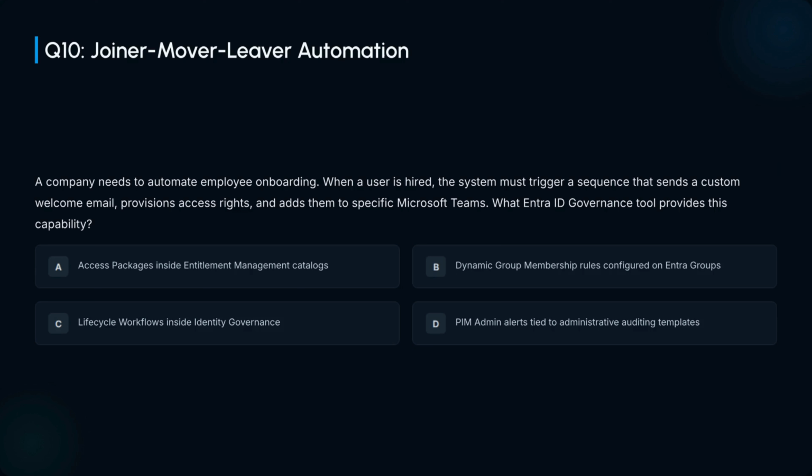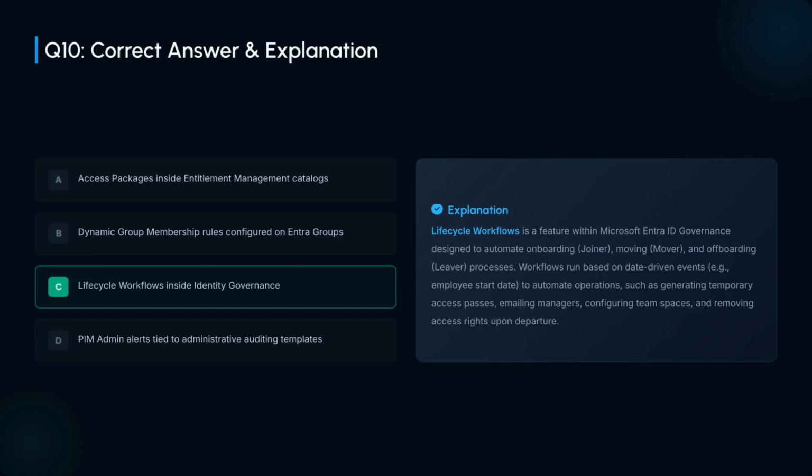Question 10. To automate employee onboarding, including sending a welcome email, provisioning access rights, and adding them to Microsoft Teams, what Entra ID governance tool should be used? The correct answer is C. Lifecycle Workflows inside Identity Governance. This feature automates joiner-mover-leaver processes based on date-driven events, orchestrating tasks like provisioning and setting up communications.